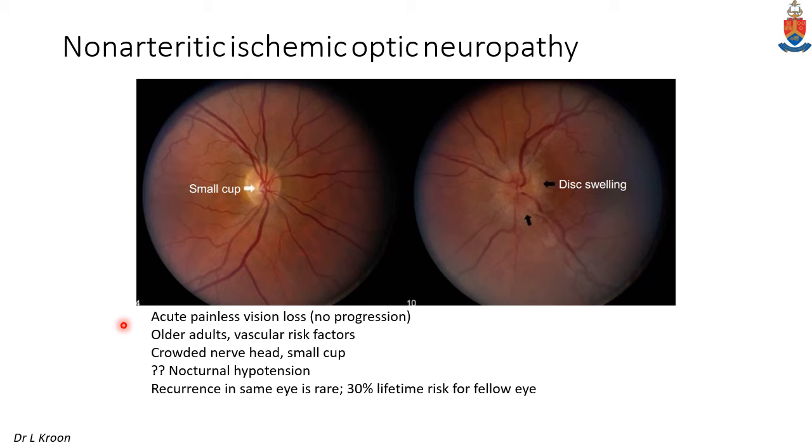and vision loss. The vision loss is typically painless, it's acute, and it typically occurs in adults with other vasculopathic risk factors, such as diabetes, hypertension, and dyslipidemia. In addition to the crowded nerve with a smaller cup, patients sometimes have a history of nocturnal hypertension due to taking their blood pressure medications before they go to sleep. The recurrence in the same eye is rare, but there is a 30% lifetime risk in the fellow eye.